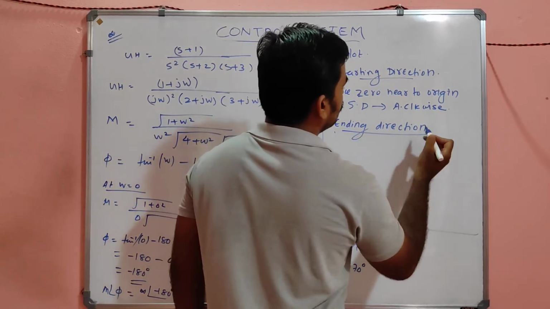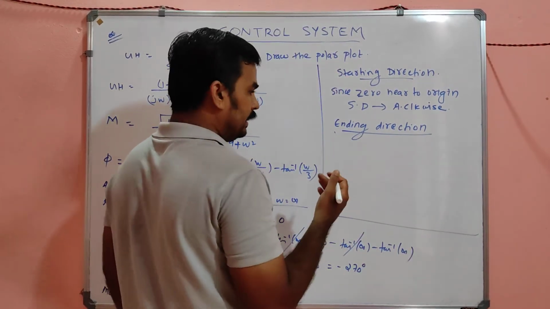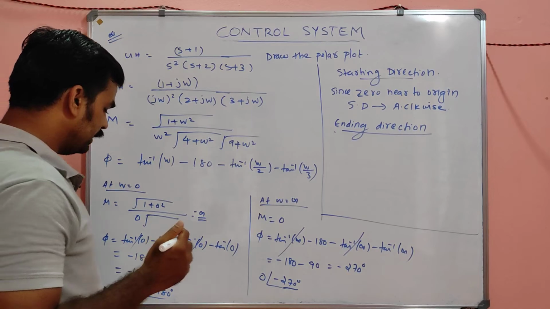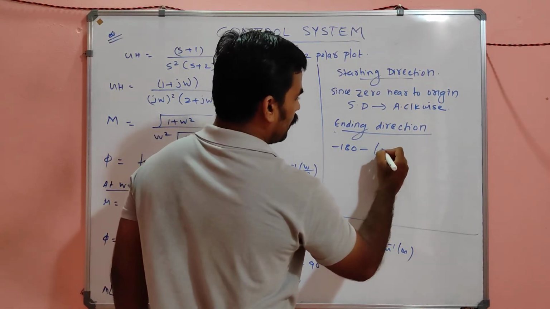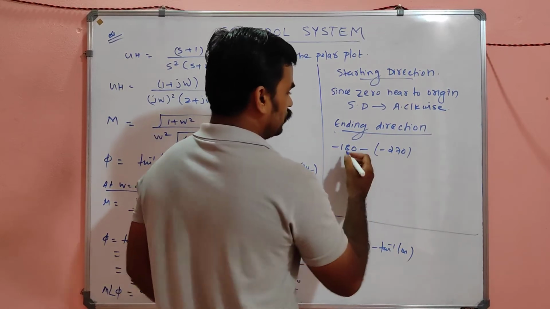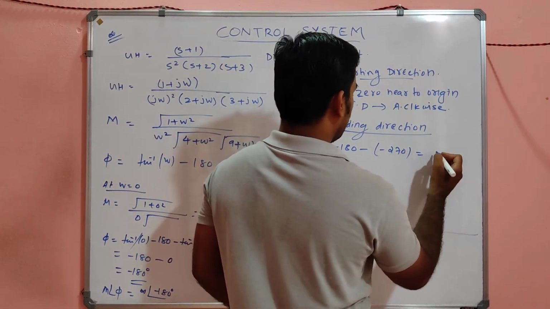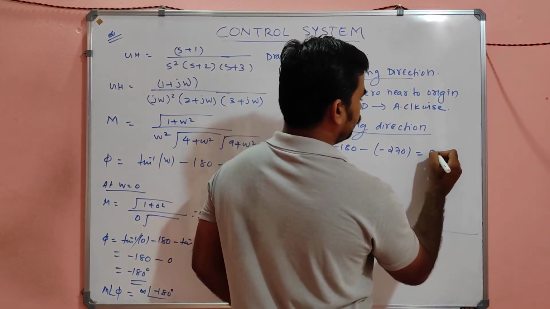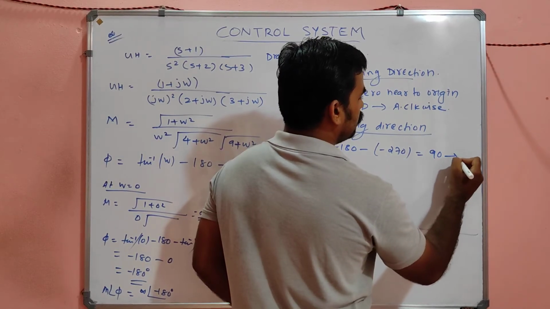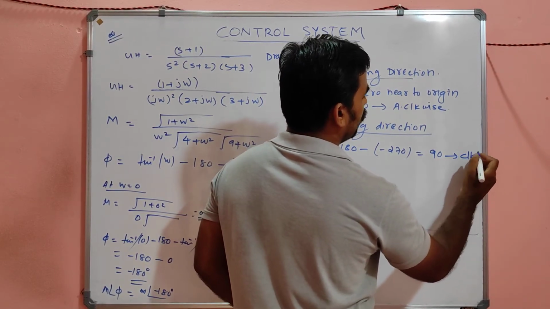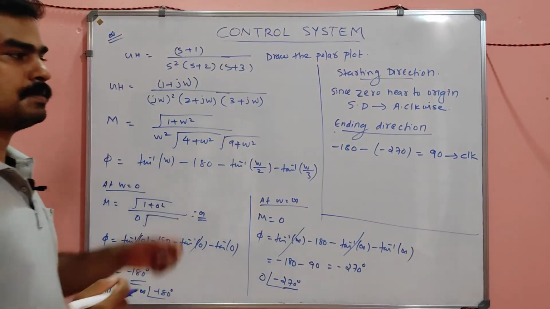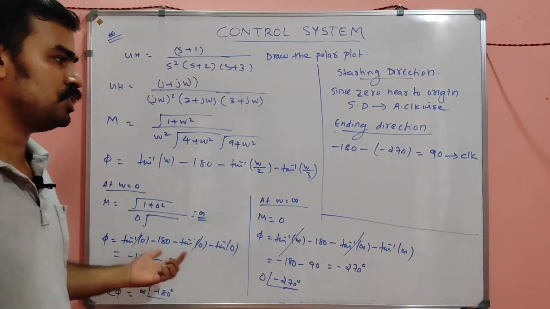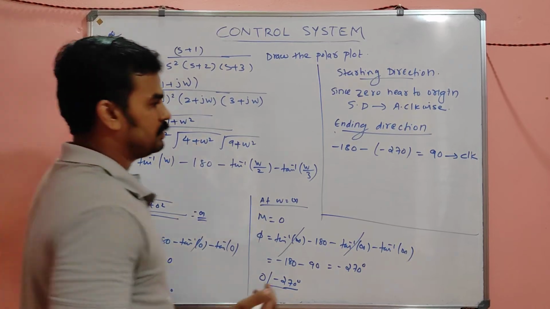Okay. And what is the ending direction, my dear? For finding the ending direction, this angle is minus 180, this angle is minus 270, so the answer will be again plus 90, correct? So the ending direction will be clockwise, because it is a positive angle. For a positive angle, it will be clockwise.